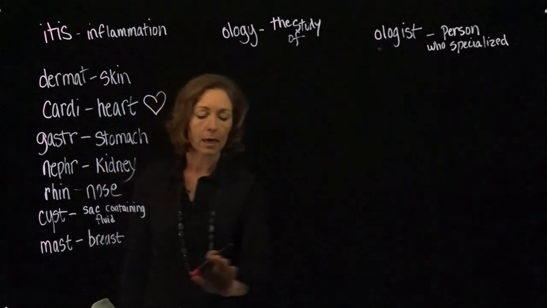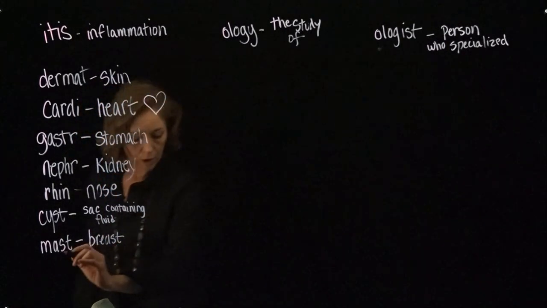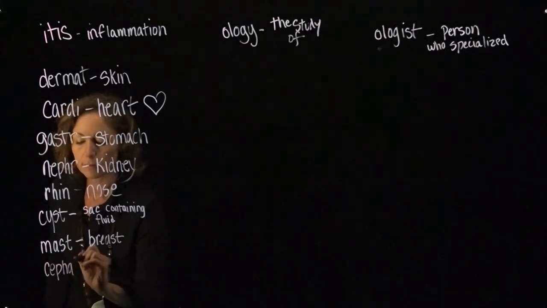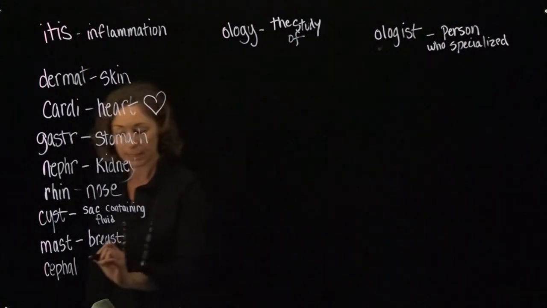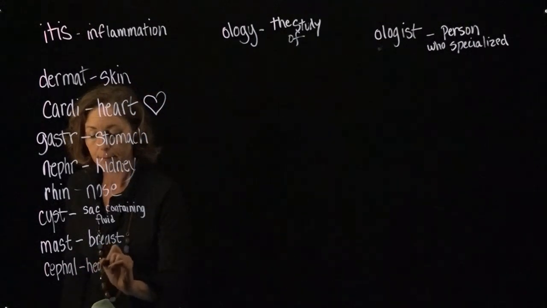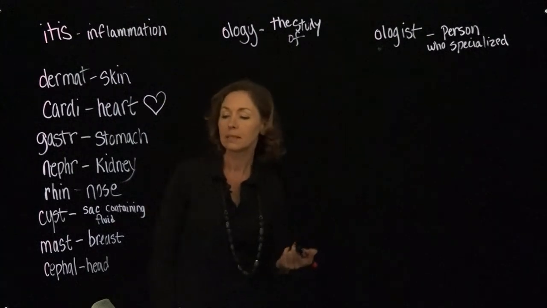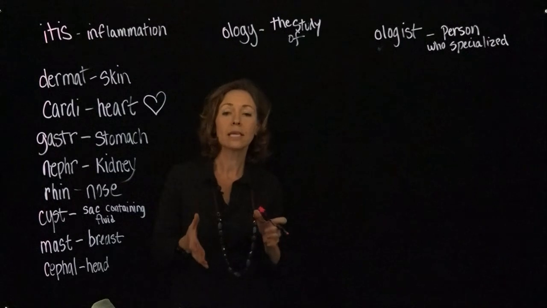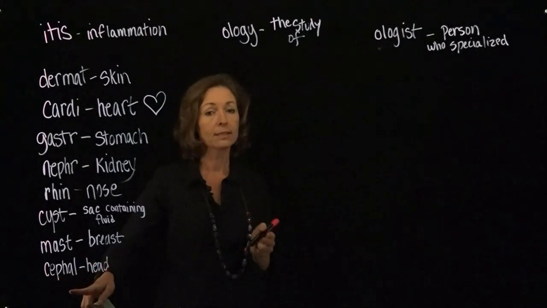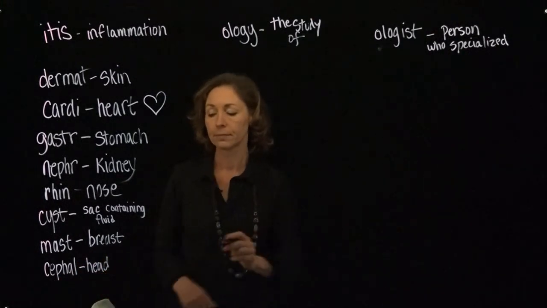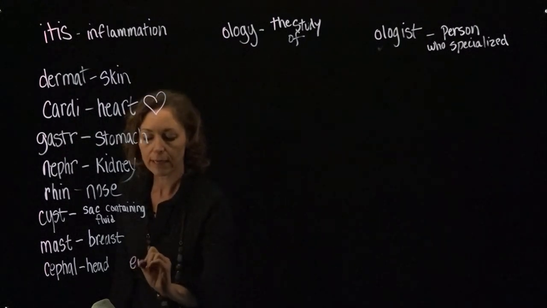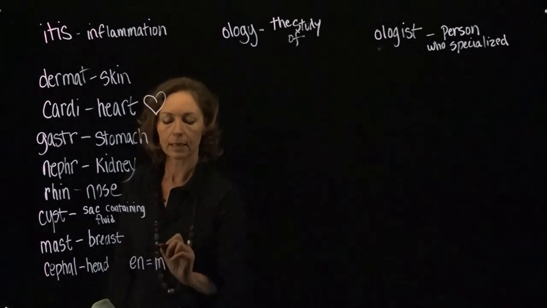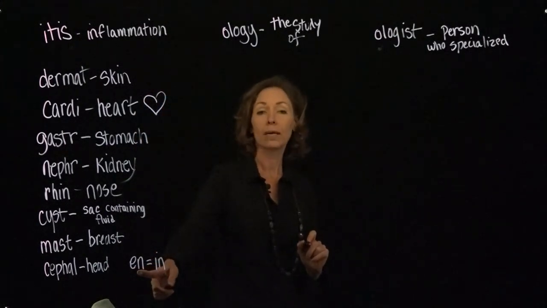I'm going to build a couple of words now, so let's get a new card and we're going to talk about cephal. Cephal means head. So back to having babies, since I just talked about mastitis, babies are supposed to be born head first, and that's called a cephalic presentation. Cephal. On another card, if you write EN, EN just means in, and you're going to see that in a couple of other ways as well.